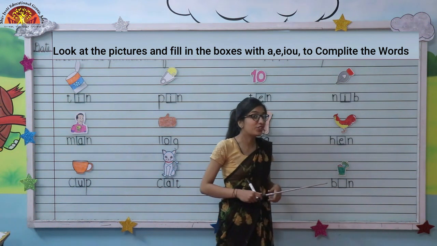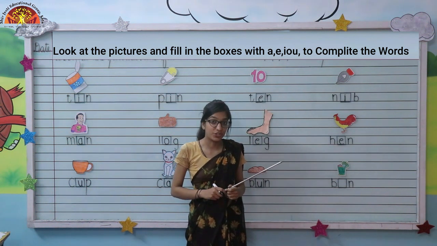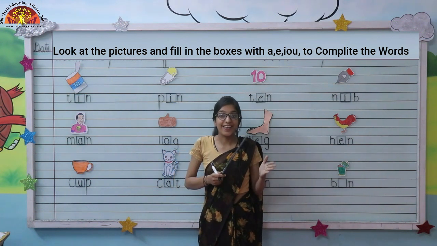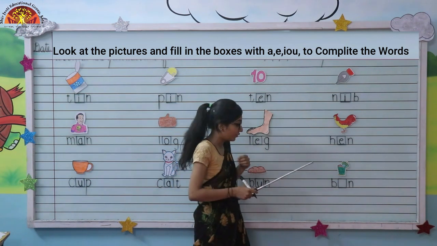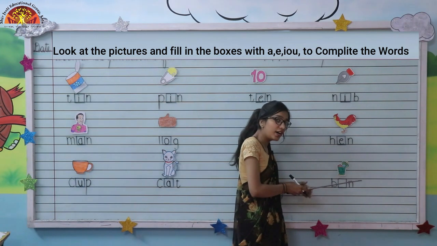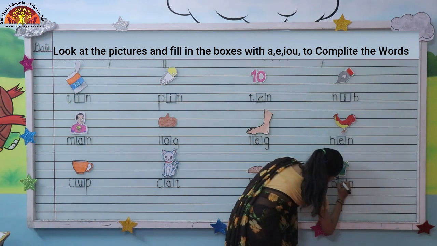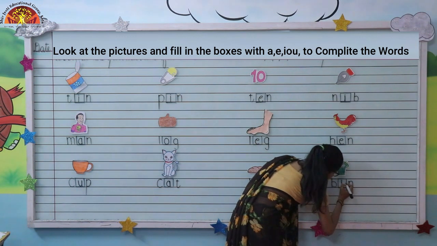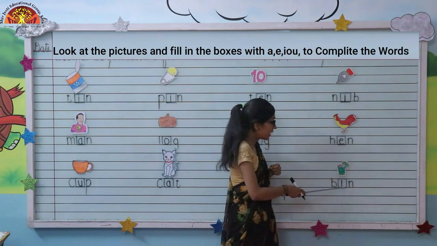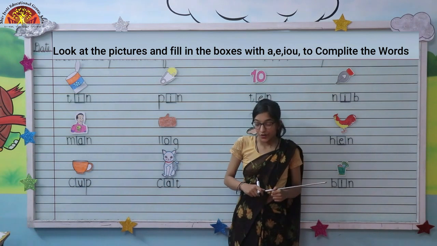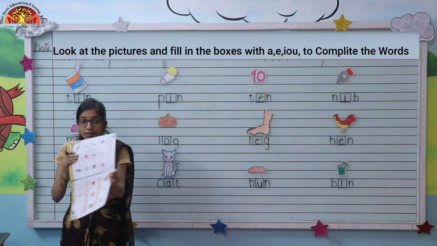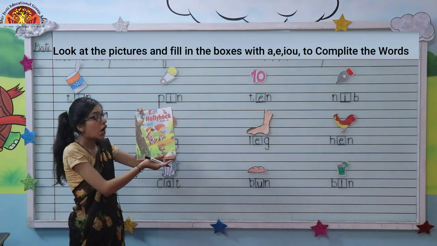Now kids, tell me, which picture is this? Yes, this is a picture of bin. The spelling of bin is B-I-N, bin. So we have to write letter I here to complete this word. So kids, write letter I here like this. B-I-N, bin. Okay kids, so like this you have to complete page number 10 of your Hollyhock book.